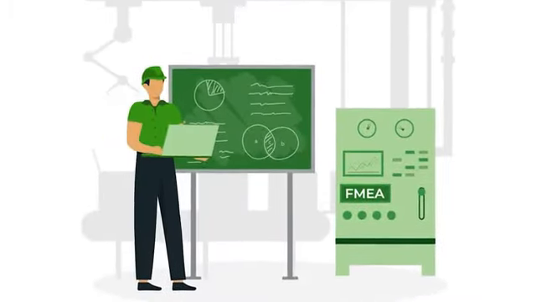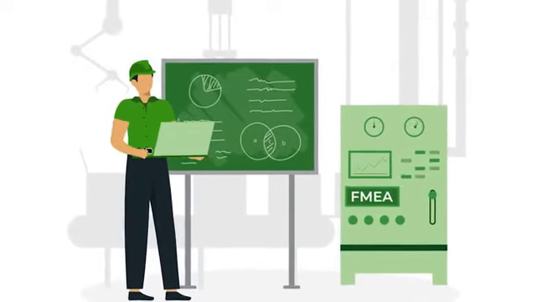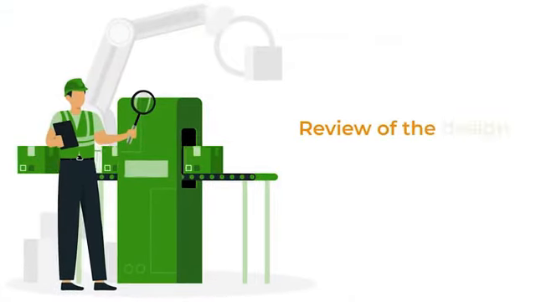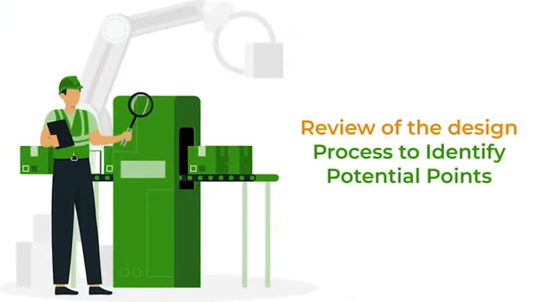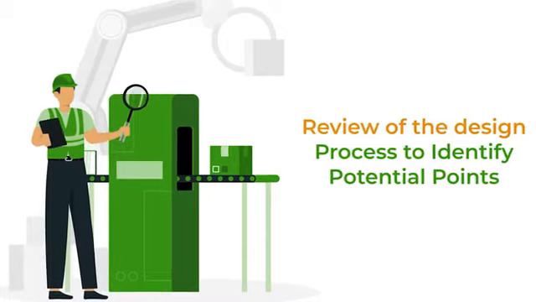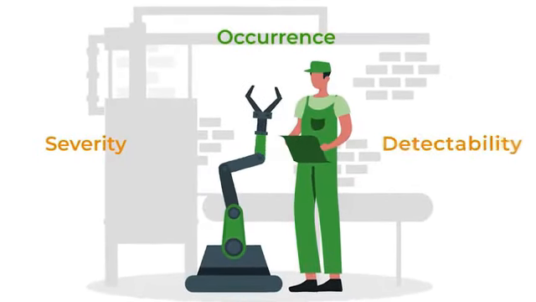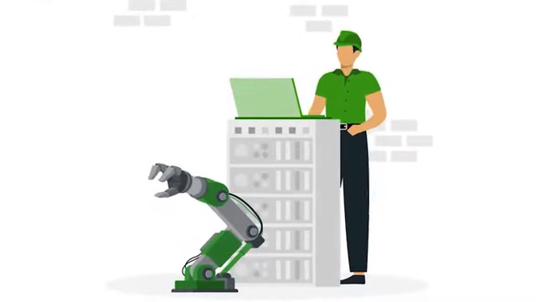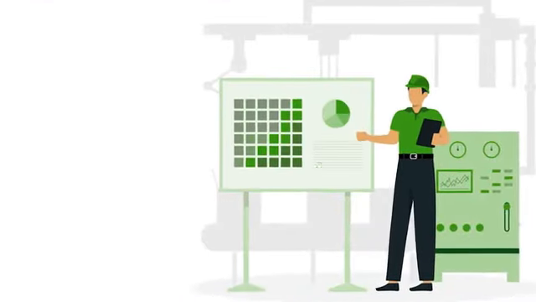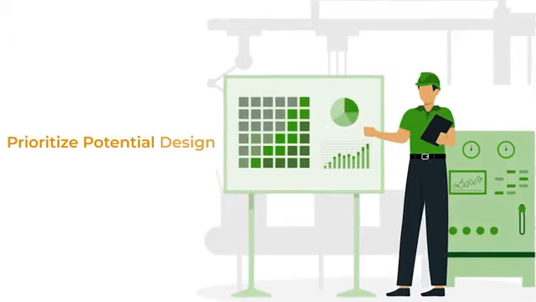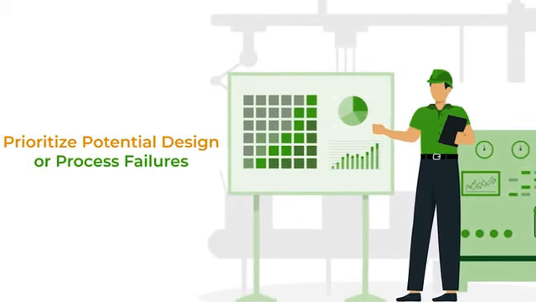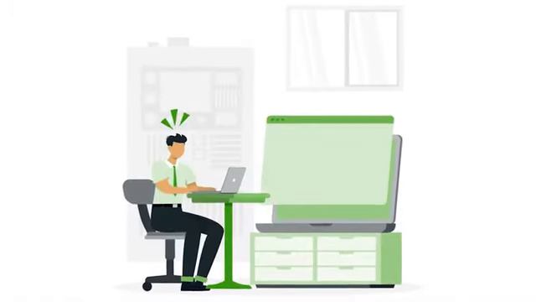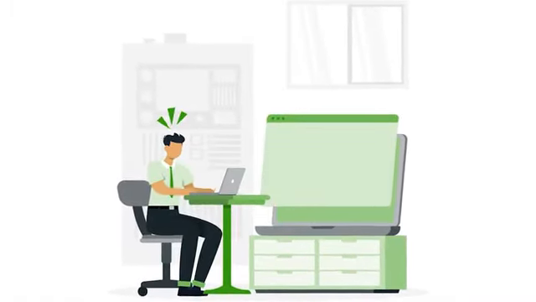The steps involved in performing FMEA are generally the same for both design and process FMEA. It begins with a review of the design or the process to identify potential points of failure and their downstream effects. The severity, occurrence, and detectability of each failure is then evaluated against their causes and the controls that exist to prevent them. This analysis allows organizations to prioritize potential design or process failures for corrective action and ultimately avoid or eliminate them. This method may be repeated until the most critical failures in the product's design or process have been minimized.